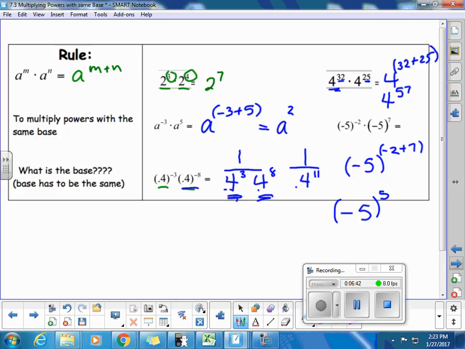It should be a negative, because I'm taking -5 five different times, so it's going to be a negative. So (-5) to the 5th is actually -3,125.